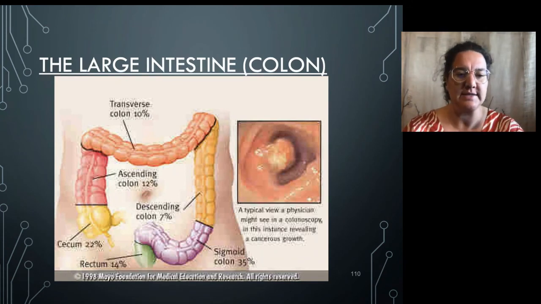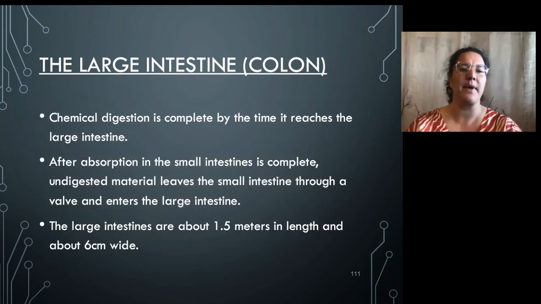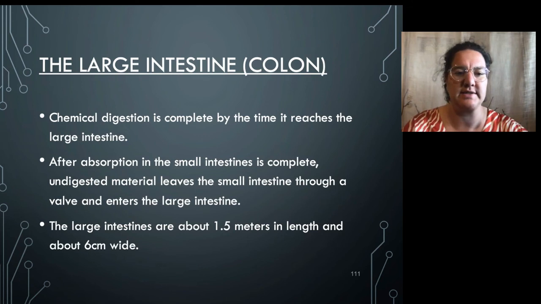Now, the large intestine is going to be one of the last parts of our GI tract. And by the time food reaches the large intestine, our chemical digestion is complete. Absorption is complete in the small intestine, and any undigested material is going to leave the small intestine through another valve and enter the large intestine, which is about 5 meters long and 6 centimeters wide. So twice as large in diameter as the small intestine.